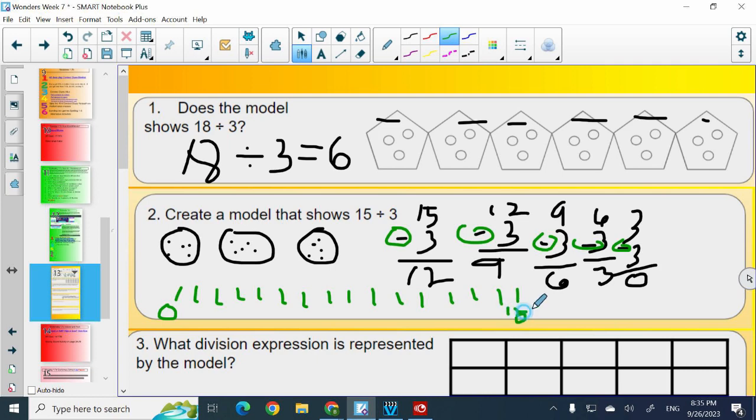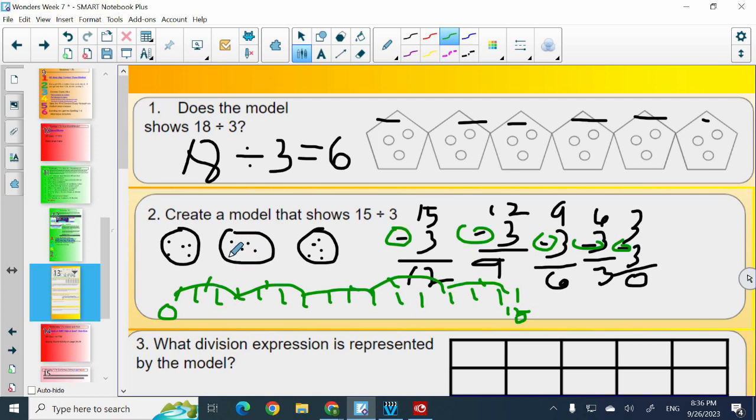Okay. And then the first number tells us we're going to jump 3 spaces. So 1, 2, 3, jump. 1, 2, 3, jump. 1, 2, 3, jump. 1, 2, 3, jump. 1, 2, 3, jump. Somewhere I miscounted. But the last step would be to count how many jumps you did. 1, 2, 3, 4, 5. So we could have used a number line to do that.